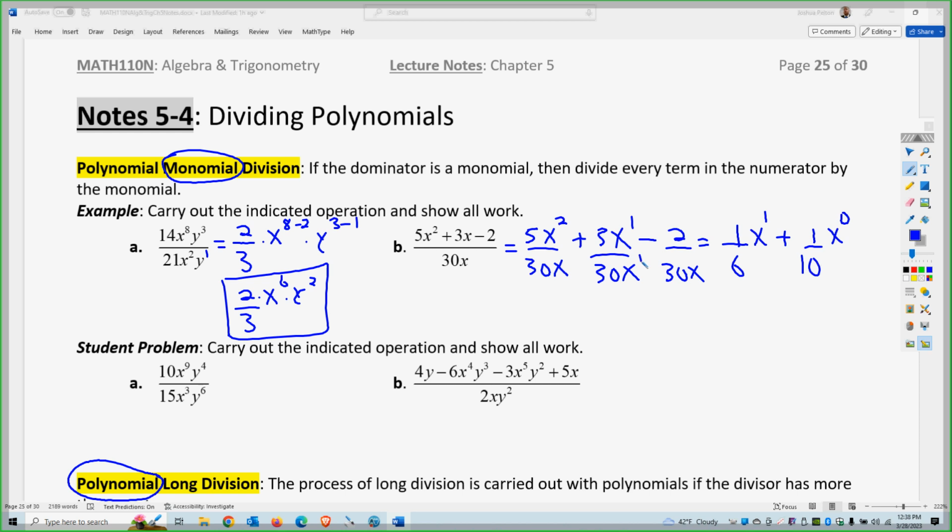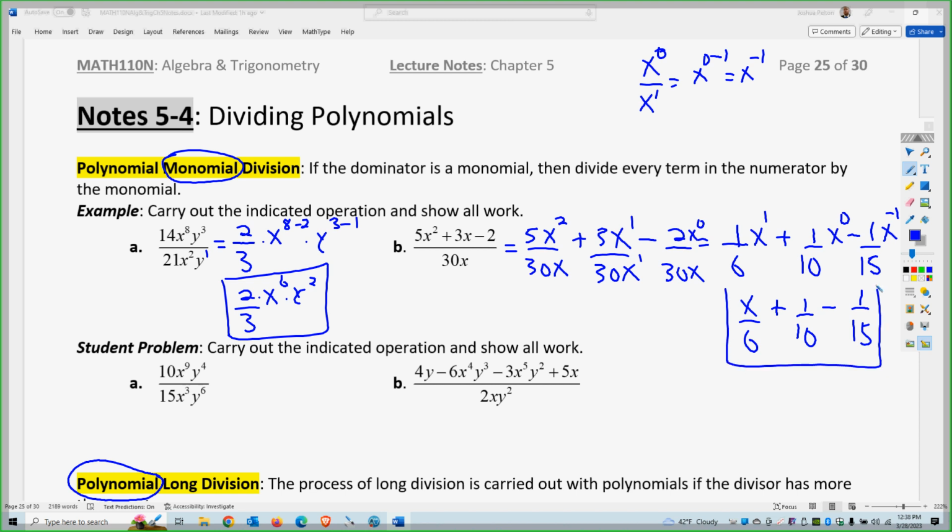And then minus 1/15 x to the negative 1, right? Because what I really have here is x to the 0 over x to the 1, which is x to the 0 minus 1, which is x to the negative 1, right? Because you really have x to the 0 there. So what I really get is x over 6 plus, no, there's no x there, I'm sorry, it's just 1/10, minus 1 over 15x will be our final answer. Okay, pause the video, try the student problem for yourself.